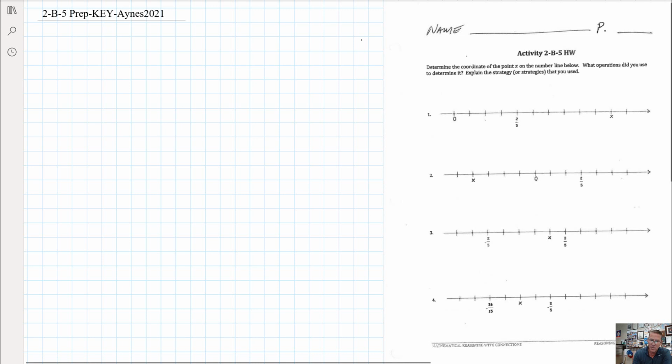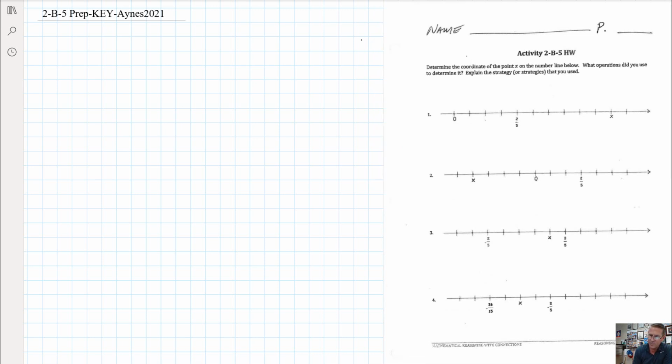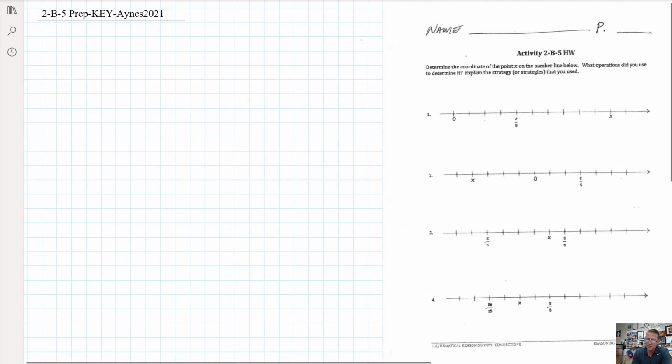Let's get started here on a little prep in MRWC. I'm Mr. Ainsworth, of course, and we are going to do a little prep to get you guys ready for an activity on 2B5, okay? You're looking at it right here on the screen. The activity is on the right, and our little prep's on the left. So get your spiral out and work with me here.